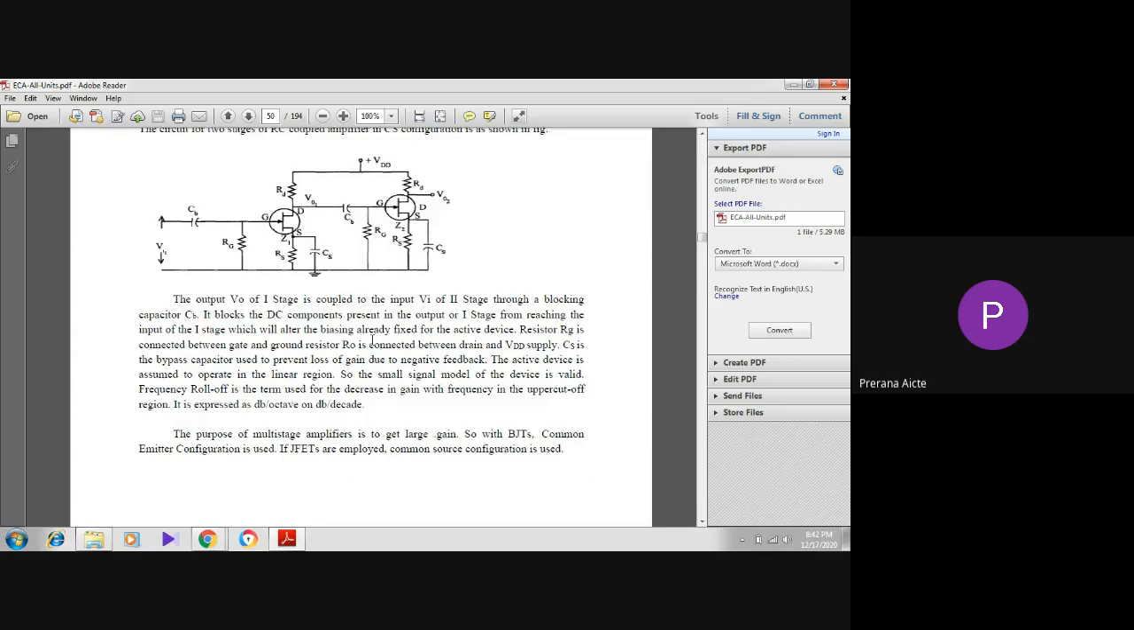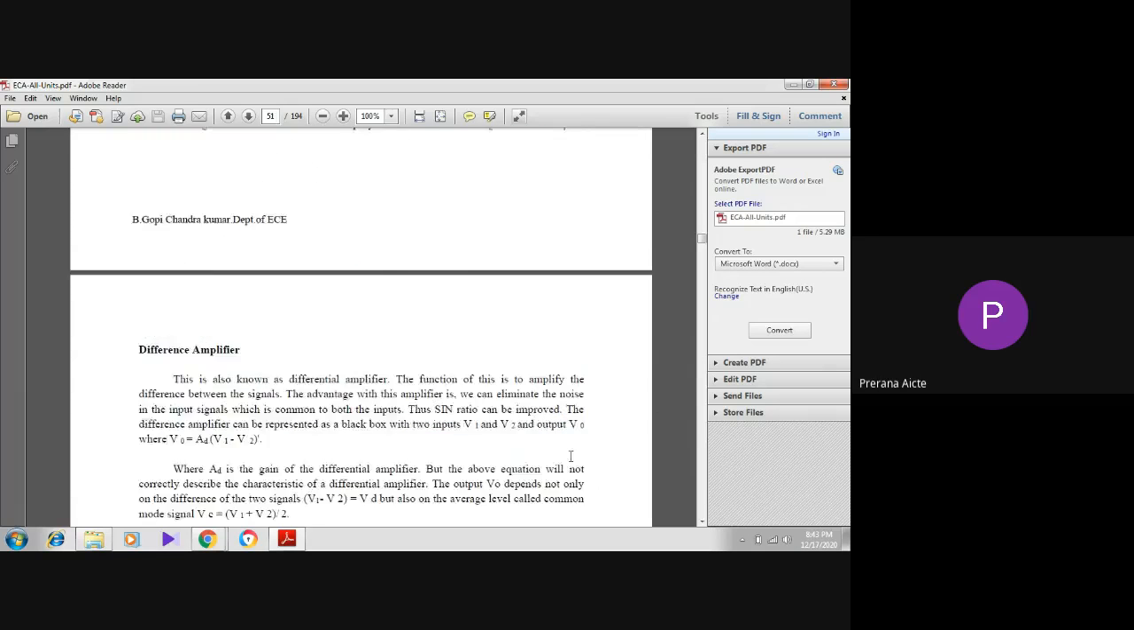The purpose of a multi-stage amplifier is to get large gain. With BJTs, common emitter can be used, and with FETs, common source configuration is used. As I already told, for getting high gain in the BJT case we prefer the common emitter configuration, whereas in FET we prefer the common source configuration. Okay, next.